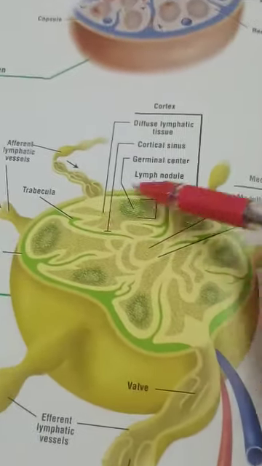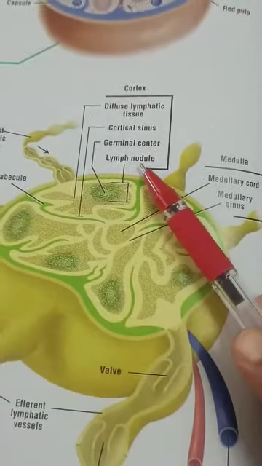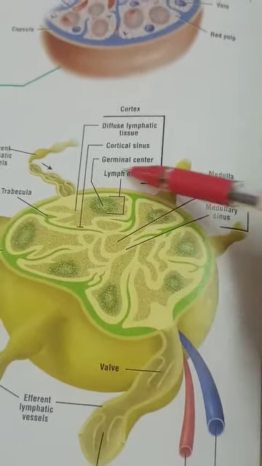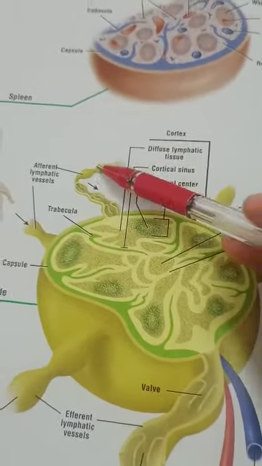So this is the cross section of the lymph node. So this is a lymph node. We can see it is beaded in shape, and it has so many afferent vessels.